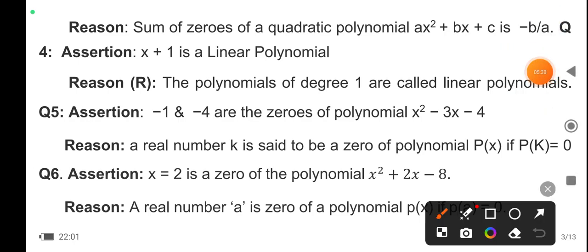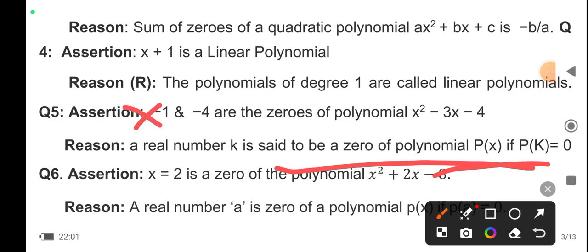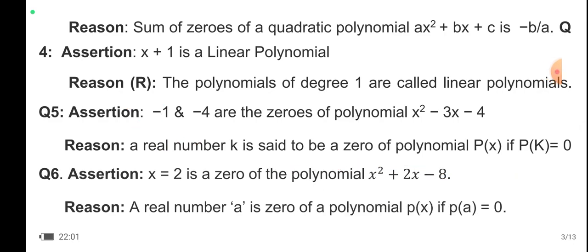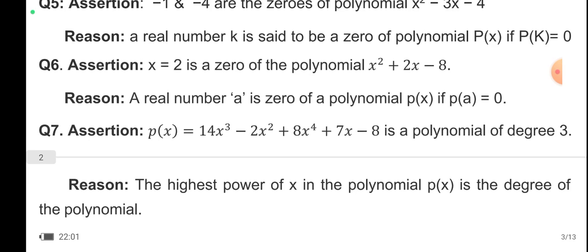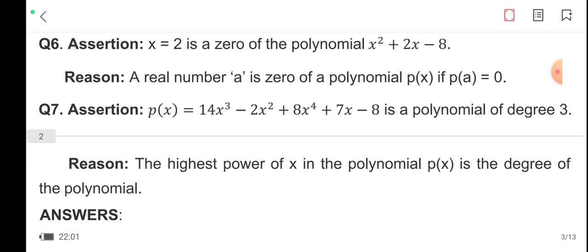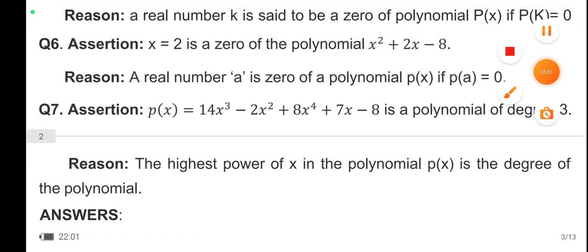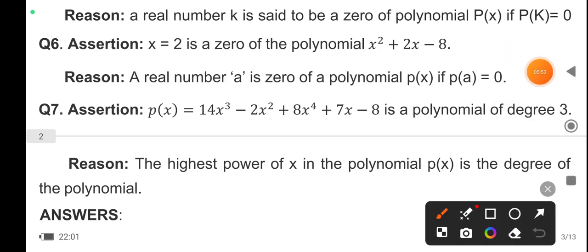A real number k is said to be a zero of the polynomial if p of k equals 0. This is correct. So A is false, R is true. Then question number 6. They are asking whether 2 is a zero of the polynomial or not. We can check by substituting the 2. If I substitute 2, I get 0.